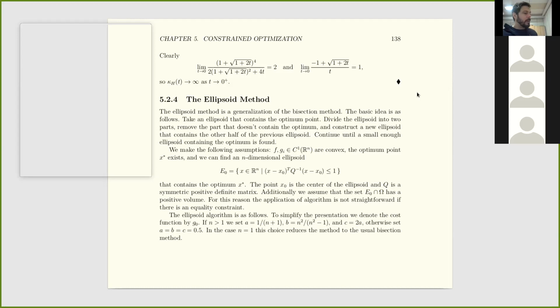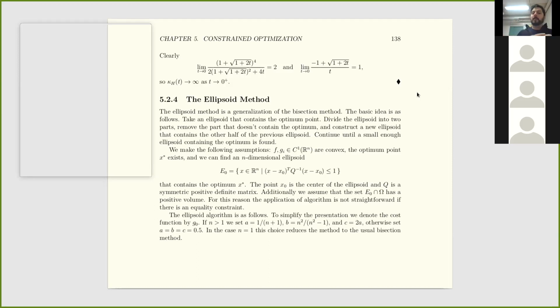One of the nice things about this is that ellipsoids are convex regions. That's nice. We make the following assumptions: we have a convex region, but not necessarily an ellipsoid, from which we are looking for the optimum.